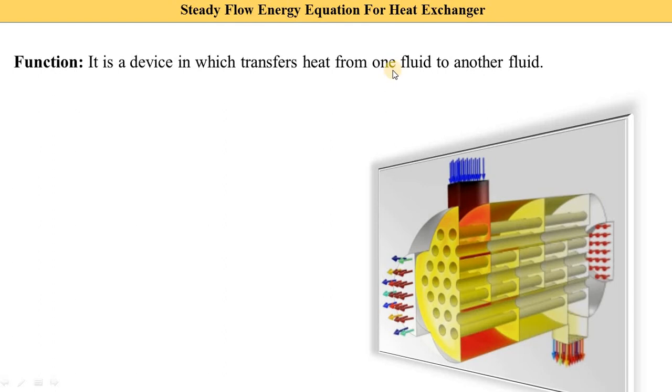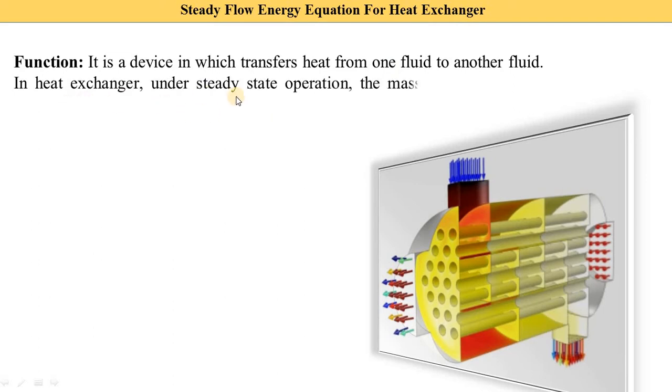We already know that exchanging mobiles means we sell the old mobile and buy a new mobile. That is called a mobile exchange. In the same way, for a heat exchanger we need to exchange, so we require two fluids. One fluid is hot, another fluid is cold. The hot fluid supplies heat energy to the cold fluid. It is called a heat exchanger.